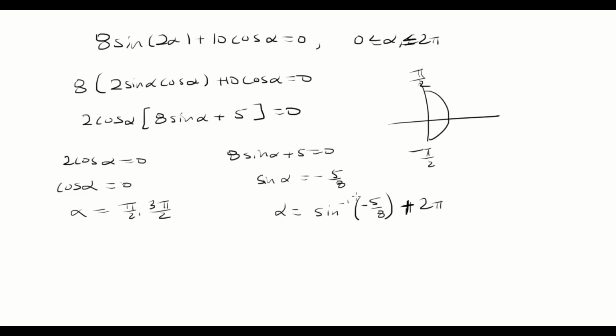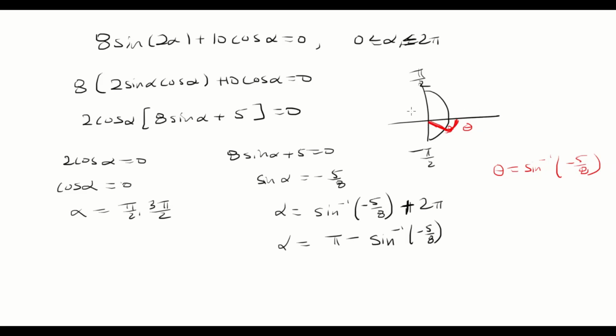And then the other thing is we want to do pi minus this inverse sine of negative 5 over 8. Because the idea is, let's call theta the inverse sine of negative 5 over 8. That's going to be over here. Let's say this angle right here is theta.